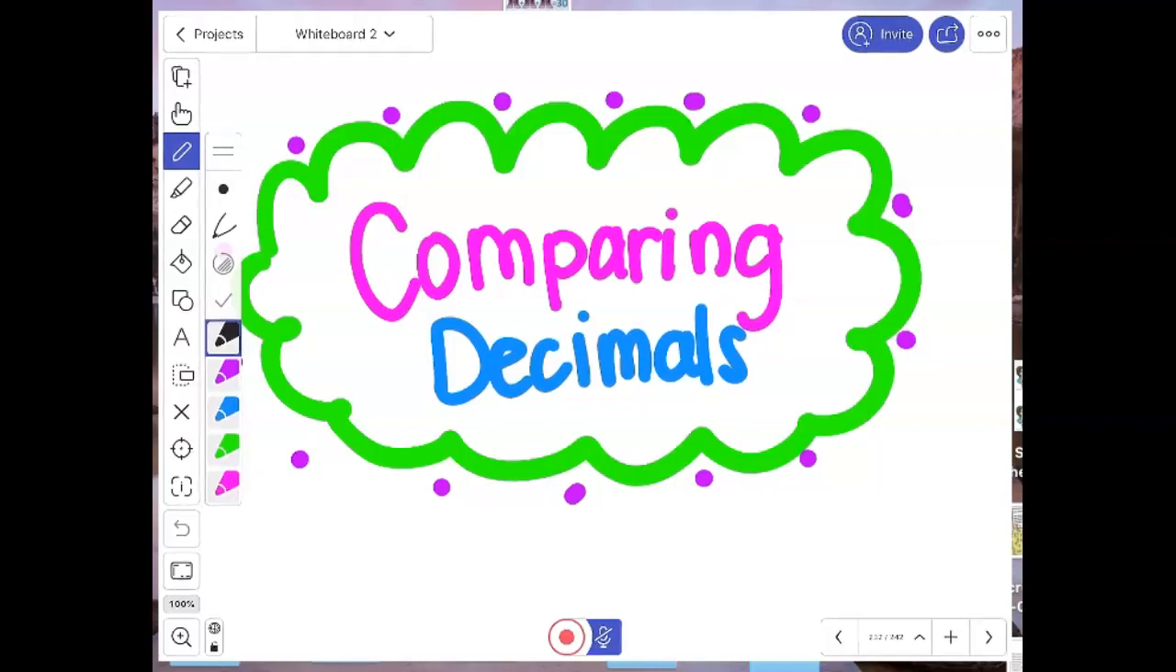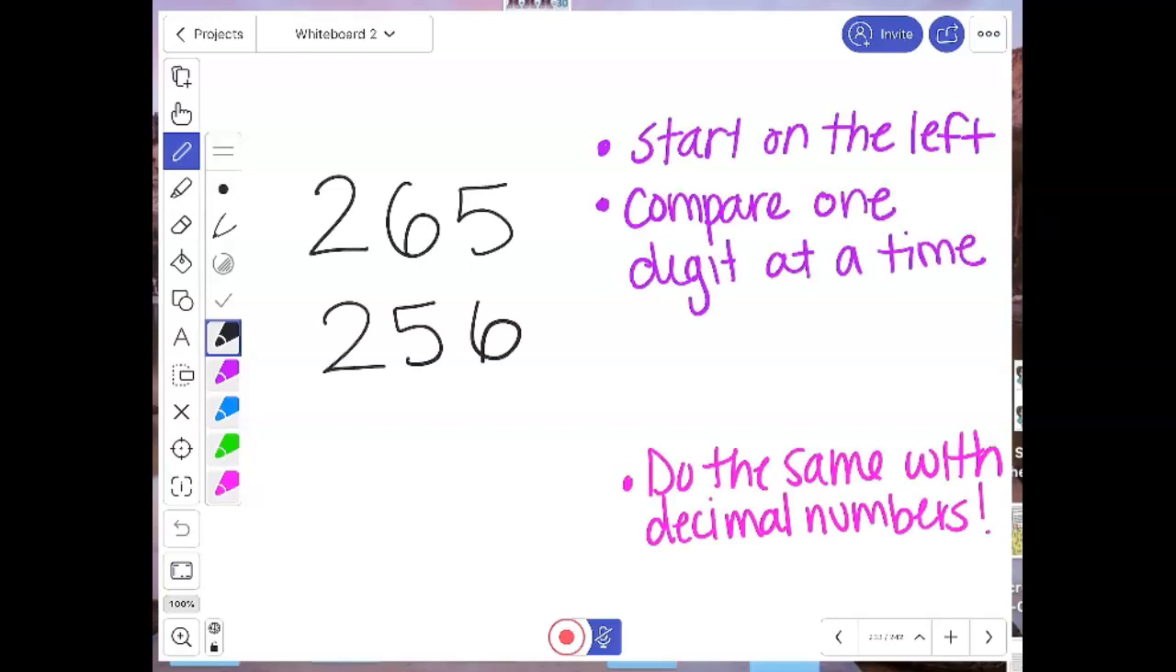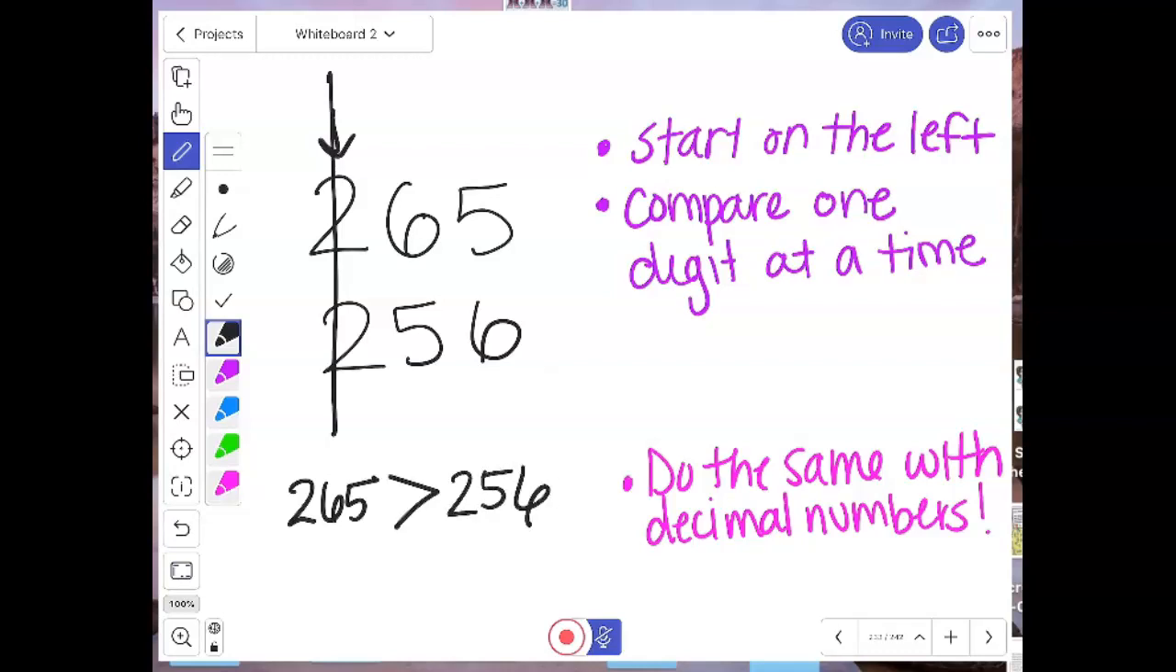So first, let's look at just a basic one, review, no decimals involved. If I was comparing these two numbers, I would start on the left-hand side, and I would compare one digit at a time. So I would look here first, and those are the same. So it's not really useful to me. But I would jump over here and I would see, okay, 60 is greater than 50. So 265 is greater than 256. And I figured that out because I went digit by digit.